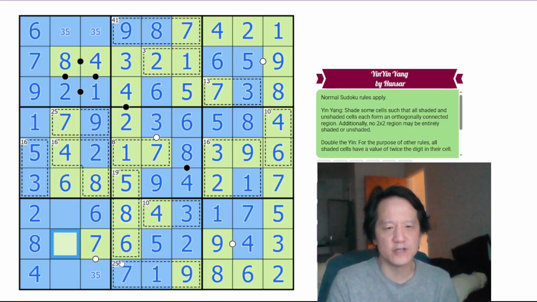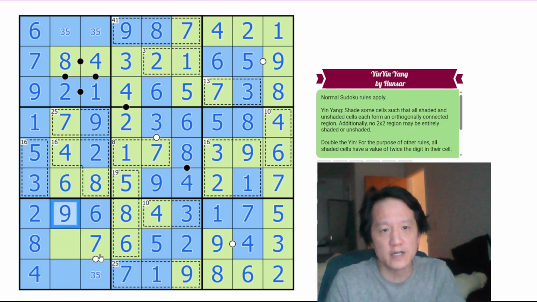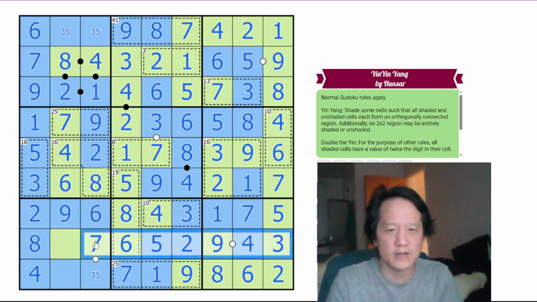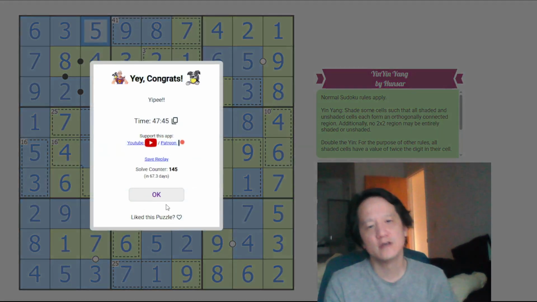So we just need to finish out by just normal Sudoku. This digit is a 9. This has to be a 1. This has to be 3 or 5. Ooh. 5 doubled is 10, and 10 is not consecutive with 7. So this must be 3 doubled, which makes this 5, which makes this 3, and this is 5.